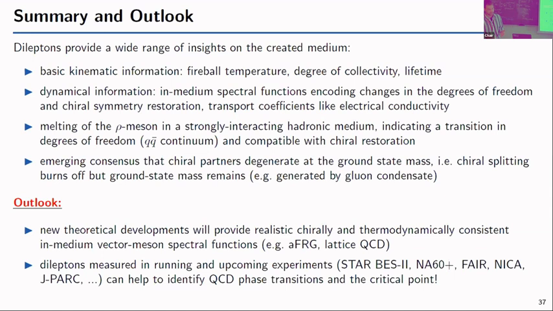Okay, as an outlook, there are new theoretical developments coming up, for example, from FRG and lattice QCD, which will provide realistic and thermodynamically consistent in medium vector meson spectral functions. And of course, we also have a lot of running and upcoming experiments, which will help also to identify phase transitions and possibly critical endpoints.